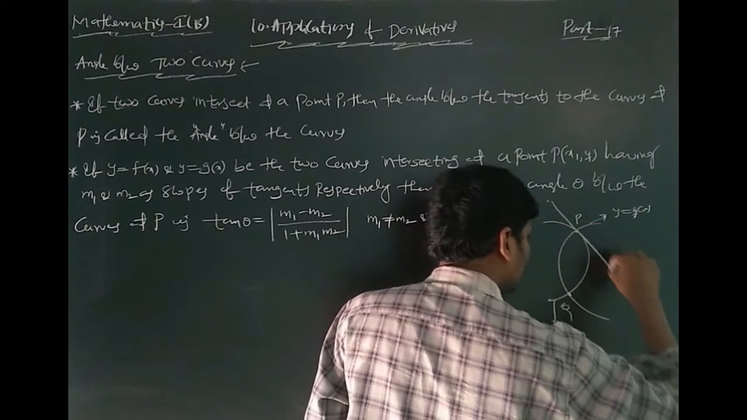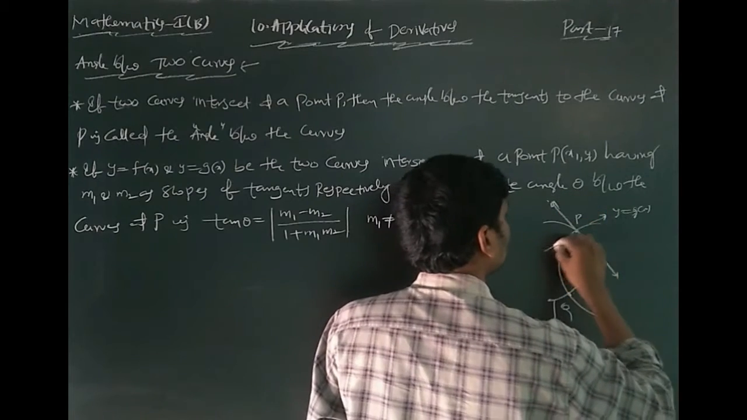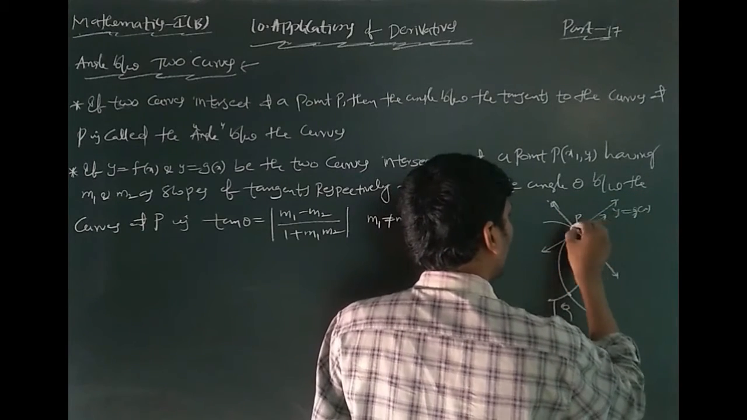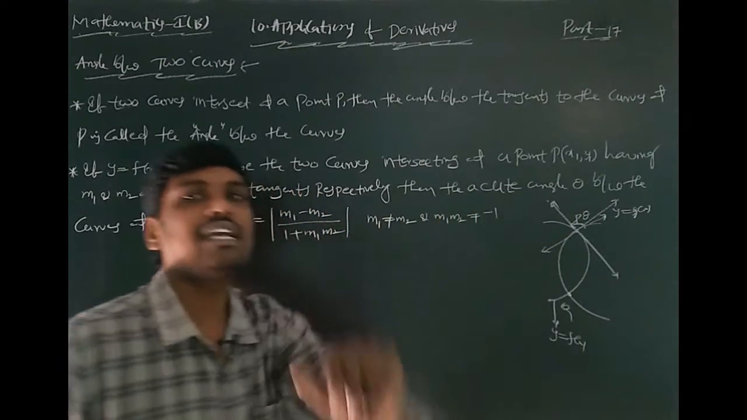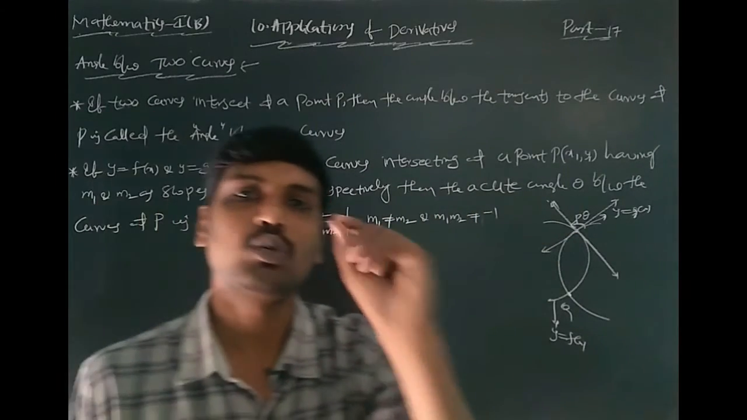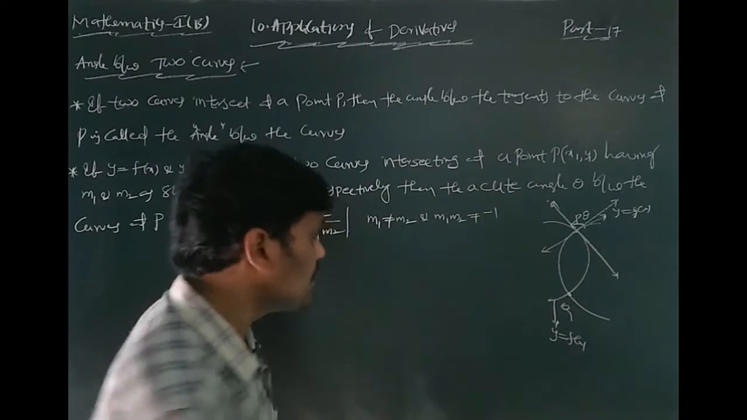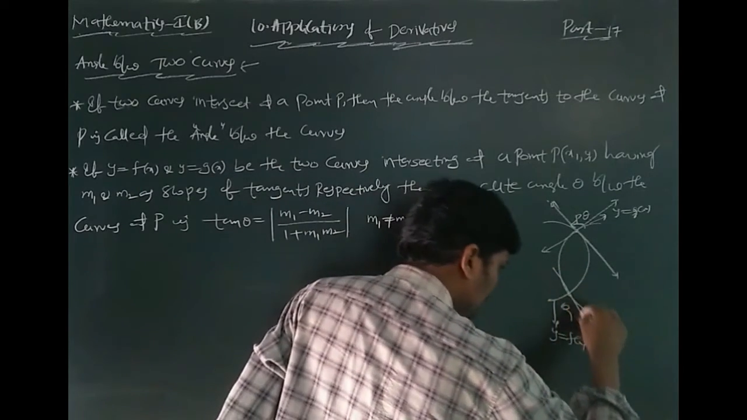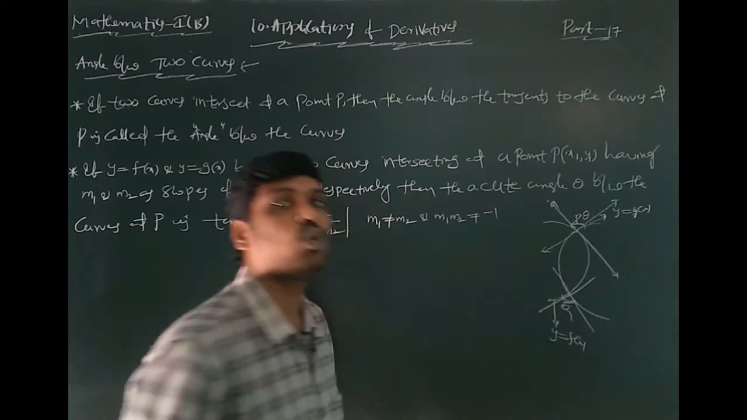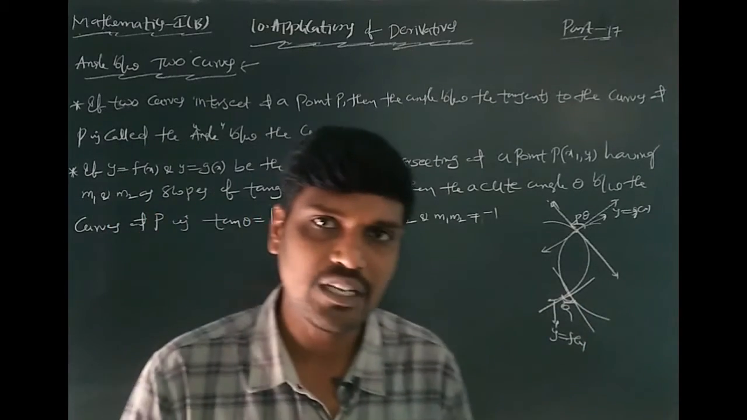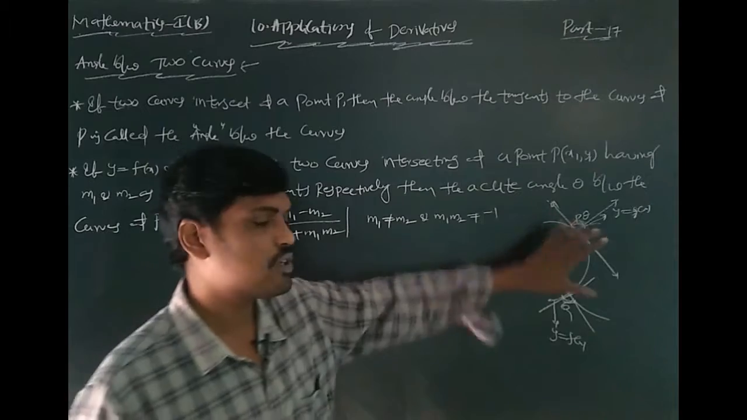Here, this is the tangent of the first curve. This is the tangent of the second curve. The angle between these two is theta. This theta is called the angle between the two curves. Understood or not? Suppose at another point there is one more tangent. The angle between these two is also called the angle between the two curves.